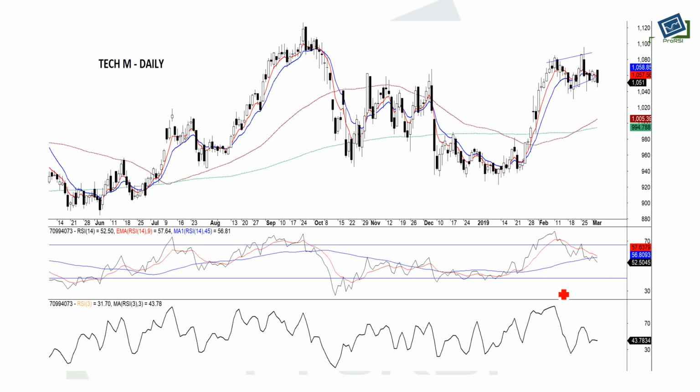And the next is Tech Mahindra Daily. Here also you can see that there is a resistance on the RSI. The 9 SMA of RSI is creating a resistance, and now it is creating another resistance here. So Tech Mahindra Daily is also on the verge of something very important, right? You have to keep this stock in your trend watch.